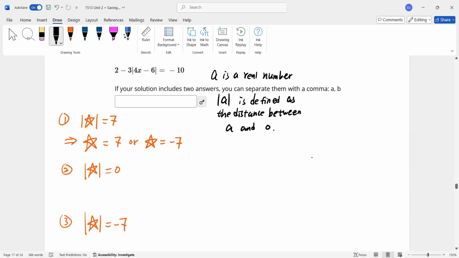Okay, so this is the real number line. Let's say this is the origin 0. Let's say A is here. Then absolute value of A is defined as the distance between the number inside the absolute value and the origin. Okay, that's the definition. Since absolute value is defined as a distance, an absolute value can never be negative because the distance cannot be negative.